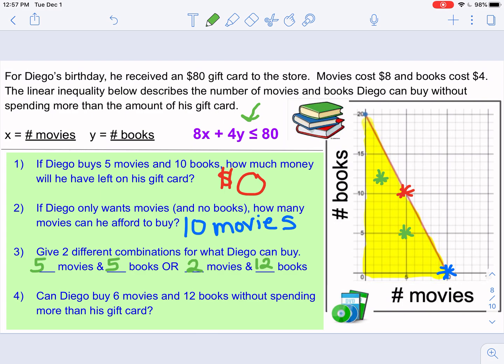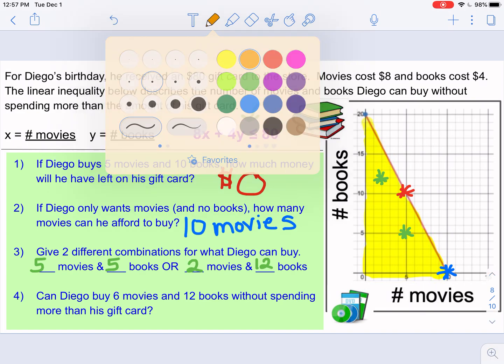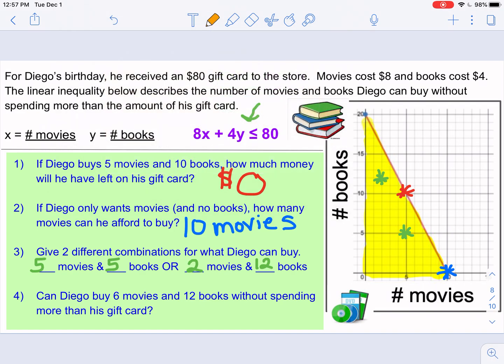Can Diego buy 6 movies and 12 books without spending more than on his gift card? So let's check it out. If we go to 6 movies and 12 books, we have this point, and that is outside of our solution area, so that's no.